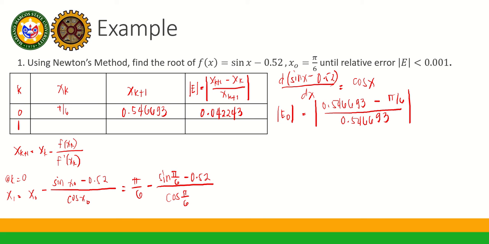Okay, k is equal to 1. X sub k natin is equal to this one kasi x sub 0 plus 1 is x sub 1. So, plug natin to dito. 0.546693. Then, x sub k plus 1 natin is, okay, plug natin yung mga values dito. That will be x sub 2, x sub 2 kasi k plus 1.